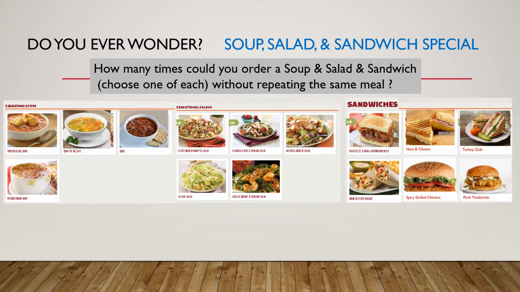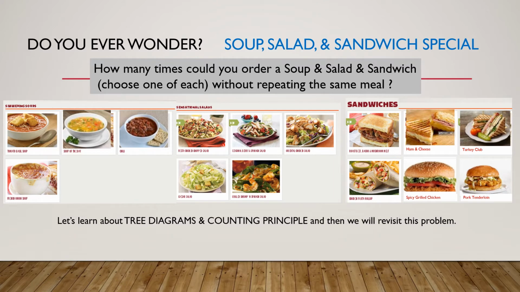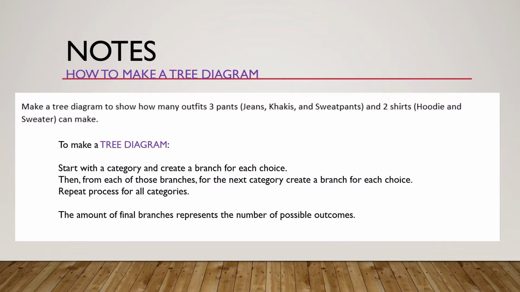So, I know you guys have been out to restaurants and whatnot, but not during this time, hopefully. Sometimes at Panera, you could do a soup, a salad, and a sandwich type thing. So we want to think about how many times you could order a soup, a salad, and a sandwich without repeating the same meal. Obviously there are a lot of options there. So we are going to learn about tree diagrams and counting principle here, and then we're going to revisit this problem. So this is where you should write something down on a piece of paper.